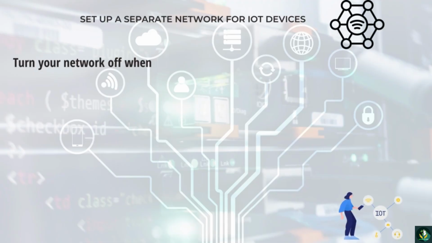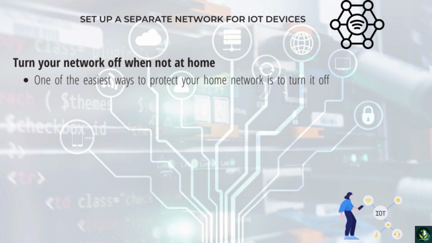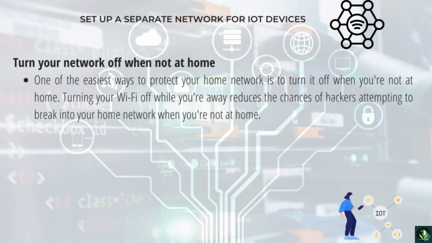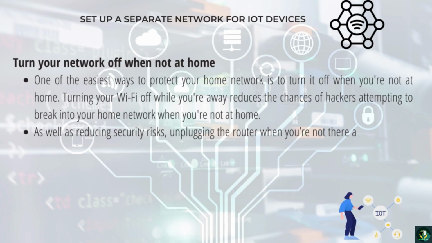Turn your network off when not at home. One of the easiest ways to protect your home network is to turn it off when you're not at home. Turning your Wi-Fi off when you're away reduces the chances of hackers attempting to break into your home network when you're not at home. As well as reducing security risks, unplugging the router when you're not there also prevents it from being damaged by power surges.